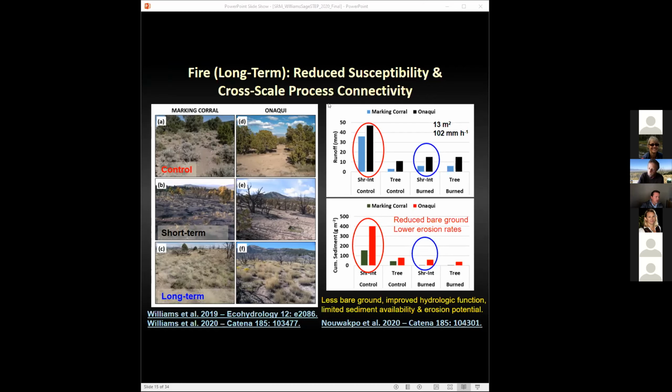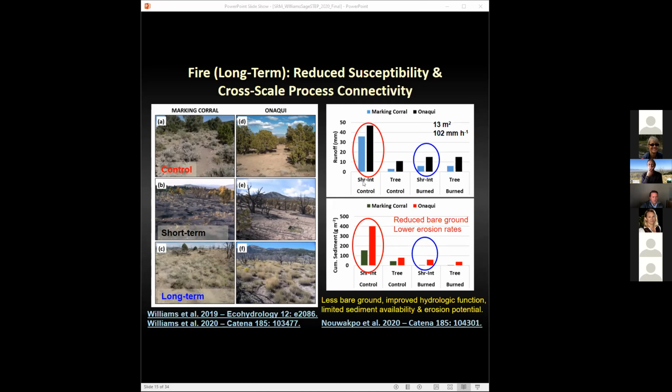So here are some photographs at the Marking Corral and the Onaqui site for the control condition, the short-term post-fire, and then the long-term, which is in this case 9 years post-fire. And you can see the differences in cover across the control and the treated condition there. And then we have graphs of cumulative runoff and cumulative sediment on the right.